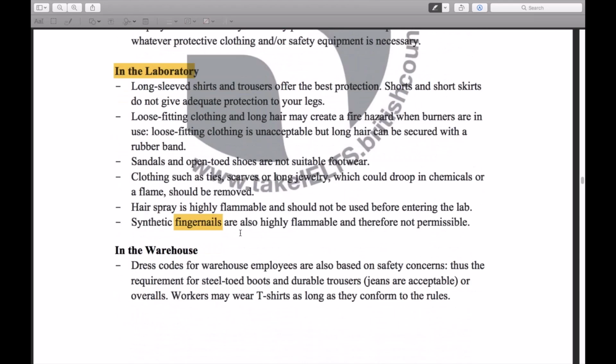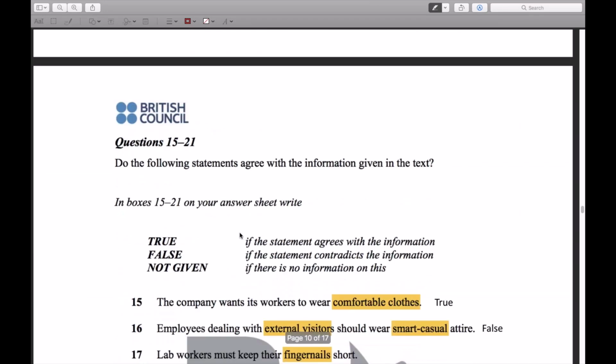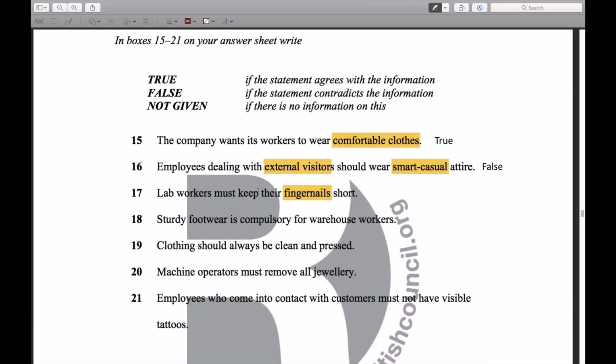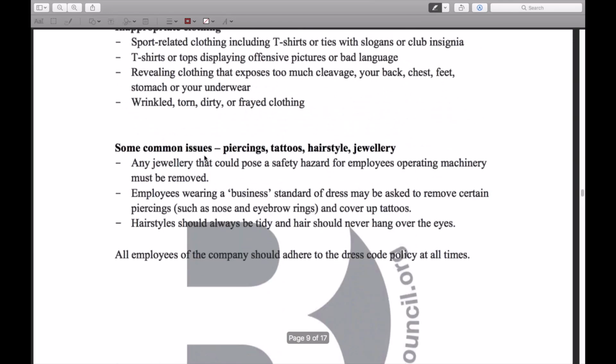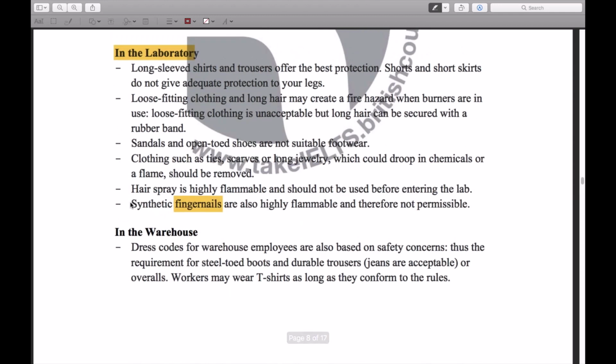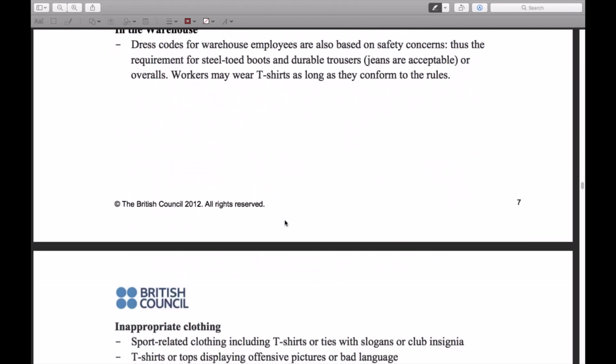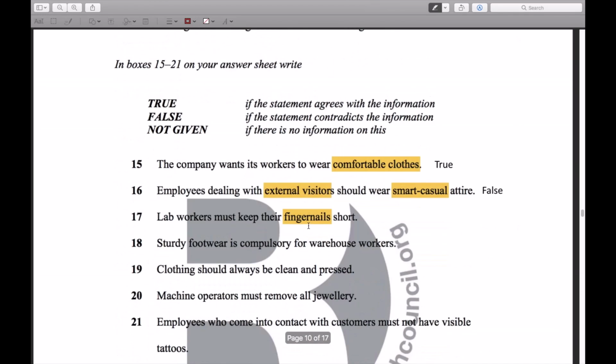What is the question? Lab workers must keep their fingernails short. Synthetic fingernails are also highly flammable and therefore not permissible. Okay, it doesn't really talk about long or short. Let's read further. Hairspray is highly flammable and should not be used before entering the lab. Alright, so fingernails are only being talked about in this one sentence and they're not talking about long or short at all. So it's very clearly a not given.